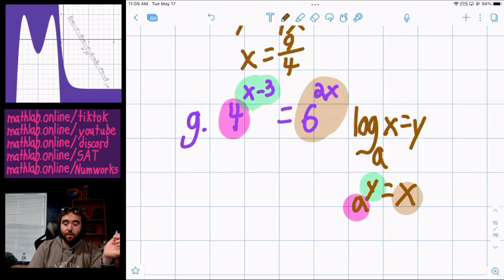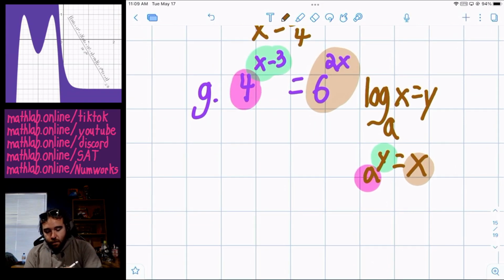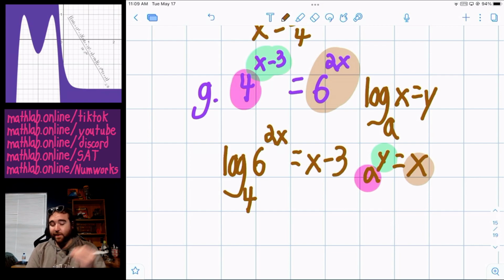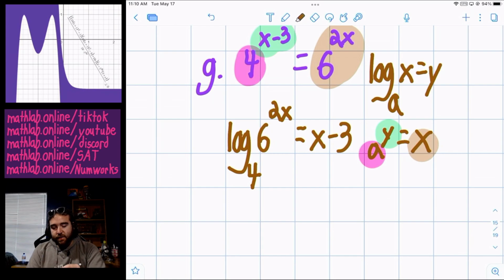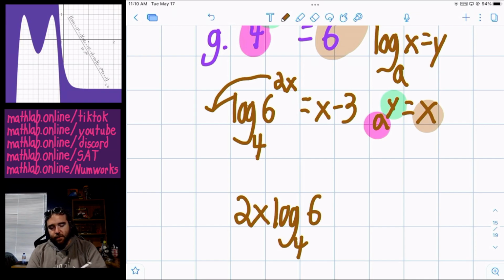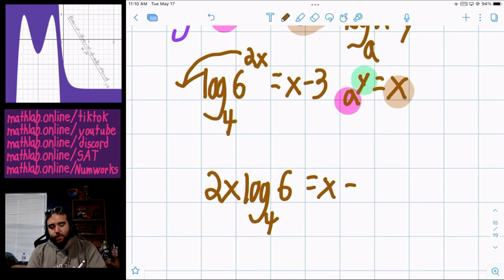And we can do that. So we can make this then log base 4 of 6 to the 2x equals x minus 3. And that's a fine way to think about it too. It's pretty similar to the other way. Because now we're going to move that out to the front. So we have 2x log base 4 of 6 equals x minus 3.